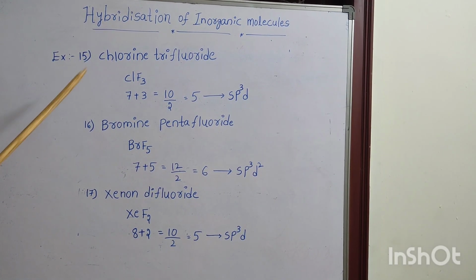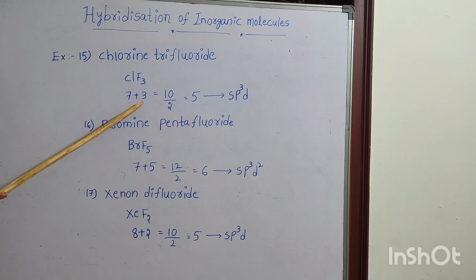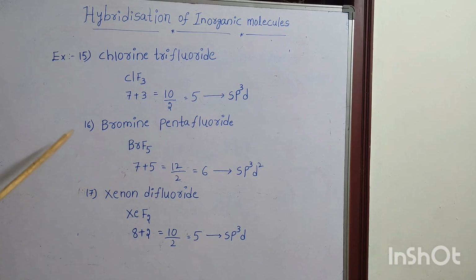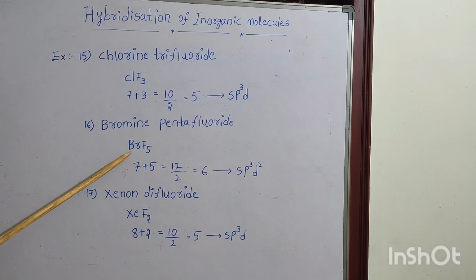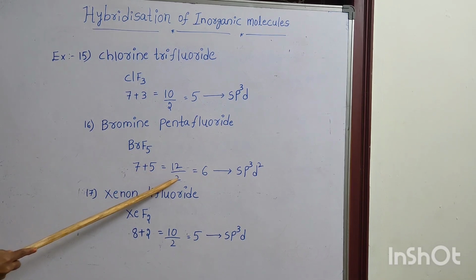Next example, chlorine trifluoride, ClF3. Chlorine belongs to 7A group element. Valency is 7 plus 3 fluorine atoms. 7 plus 3, 10. Divided by 2, we get the quotient 5. That means sp3d hybridization. Next example, bromine pentafluoride, BrF5. Bromine belongs to 7A group. 7 plus 5 fluorine atoms. So 7 plus 5, 12. Divided by 2, we get the quotient 6.